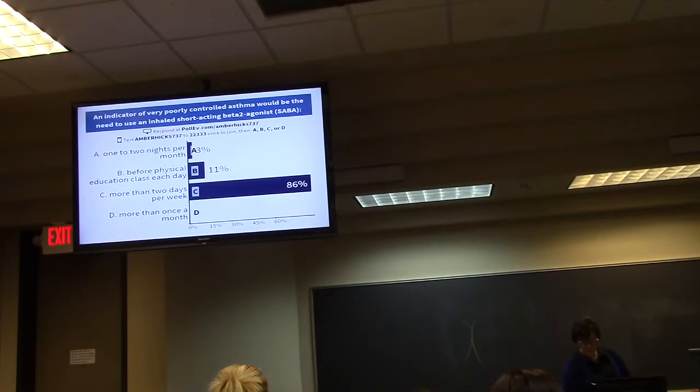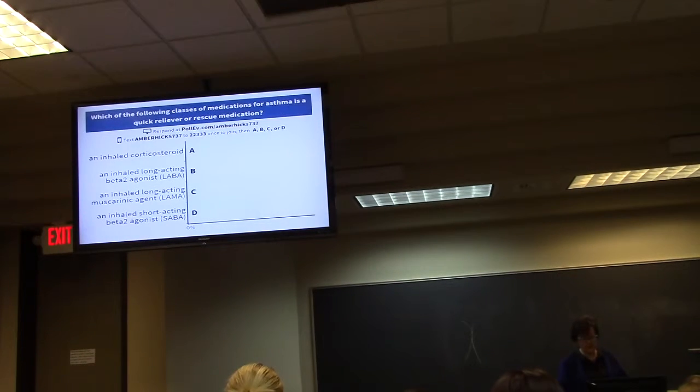Okay, so questions about this one? If instead of saying very poorly controlled, it had just said poorly controlled, it doesn't matter. Even if it said an indicator of well control, it could say using it less than 2 days a week. Two or less days a week.